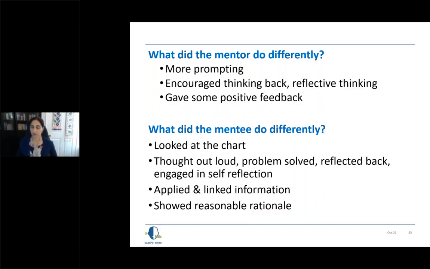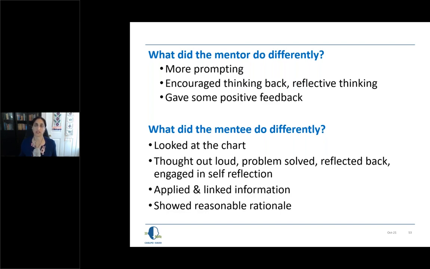Well, definitely this time there was more prompting from the mentor. So there was much more encouragement from the mentor to think back, to do that reflective thinking that we talked about. And it was good in both examples actually to hear the mentor giving some positive feedback to the mentee. And I think that we saw a lot of development in what the mentee had to say as well. So an important thing this time was that the mentee was looking at the chart.